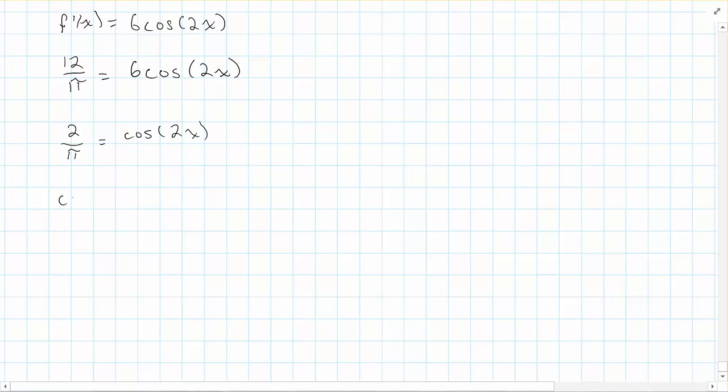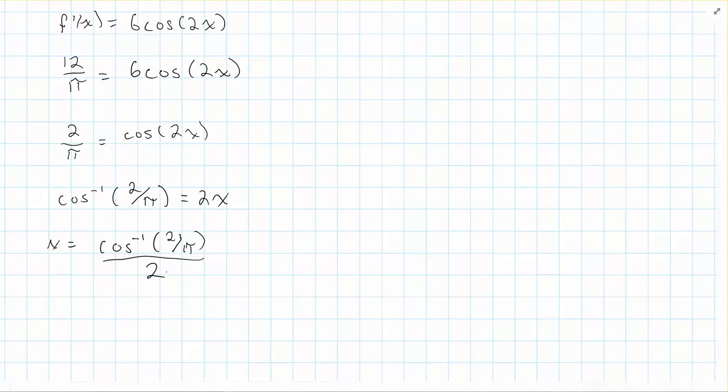I'll just go ahead and write some of this out here. Inverse cosine of 2 over pi, not 2 pi, is equal to 2x. And then you get that x is equal to the inverse cosine of 2 over pi divided by 2. And that's going to be the only one that we have, even though it is periodic, because I'm on such a small interval, I'm not going to get any other ones. But I would just go ahead and compute that.